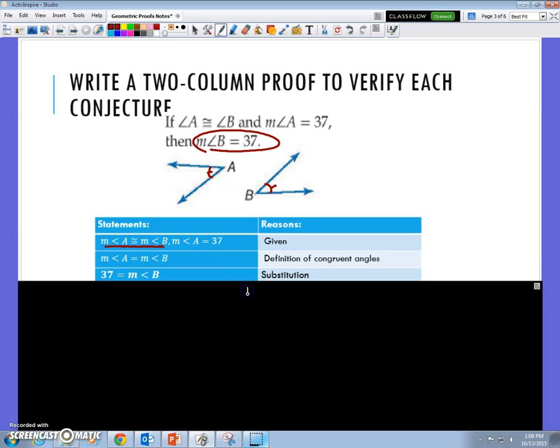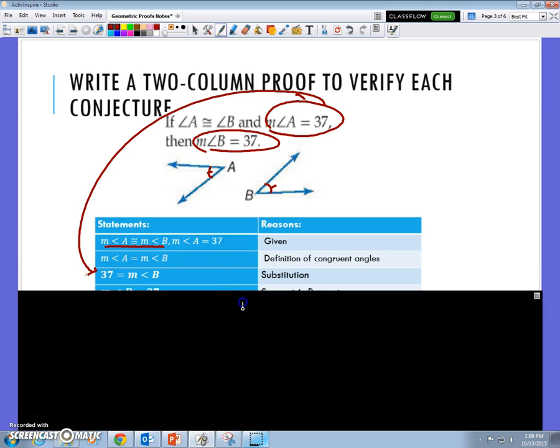Then we're going to look at this next part here. Instead of the measure of angle A, since they give us that the measure of angle A is 37, I'm going to substitute this 37 degrees in for the measure of angle A. So I take out the measure of angle A, I put in the 37, and that's just plain substitution. So 37 now equals the measure of angle B.